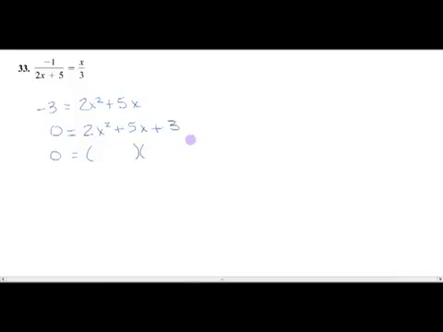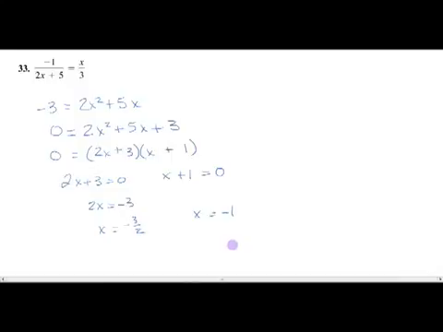Let's split up the 2x squared as 2x and x. Let's break up the 3 as 3 and 1. Both are positive. Let's check the middle term. 2x and 3x is 5x. Now we have 2x plus 3 equals 0, or x plus 1 equals 0. Solving each of these, I get x equals negative 3 halves, or x equals negative 1.